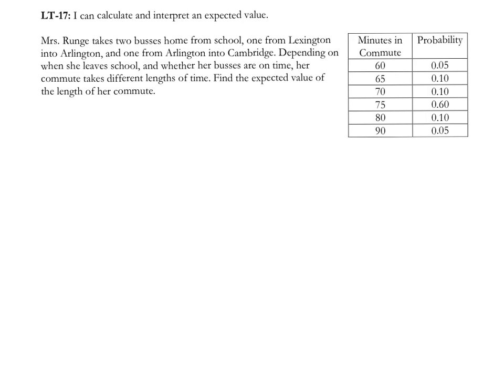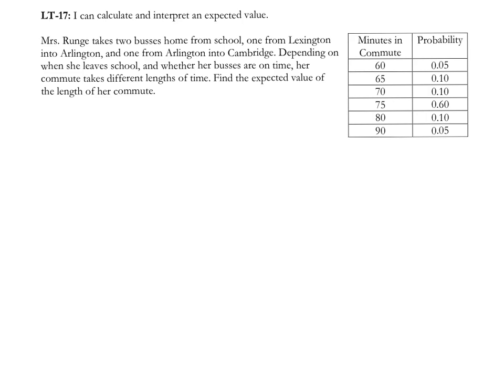Learning Target 17 says I can calculate and interpret an expected value. So an expected value is a calculation of if you were to do the same experiment a ton of times, on average, what would you expect the results to be? So this is a problem about the length of my commute.